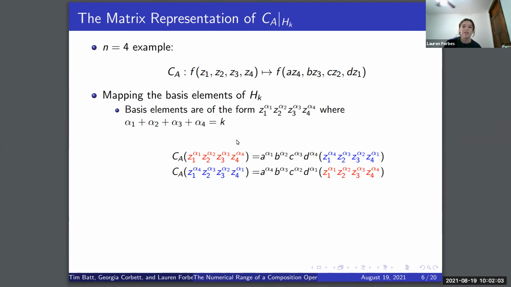So all basis elements for the homogeneous polynomials of degree K are monomials built from Z1 through Z4 and are degree K. So here that means the powers of the Z's all sum to K. All right. So these monomials are the functions that we're going to be putting into our operator. So if we plug in this red basis element, we get out a scalar multiple of another basis element, that blue one. So notice the red and the blue elements have mirrored powers. The red has alpha 1 through alpha 4, and blue swaps those around to get alpha 4 through alpha 1.